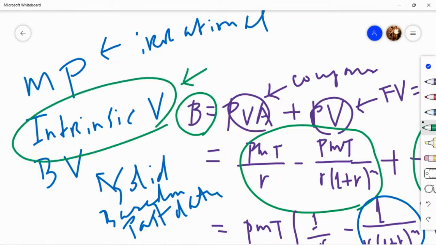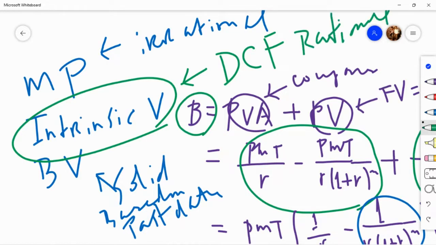Then the intrinsic value is the value that is based on future cash flow, right? Which is calculated by a discounted cash flow model. And this is the rational price. So it's also called fair value. Intrinsic value is also called fair value and rational price.